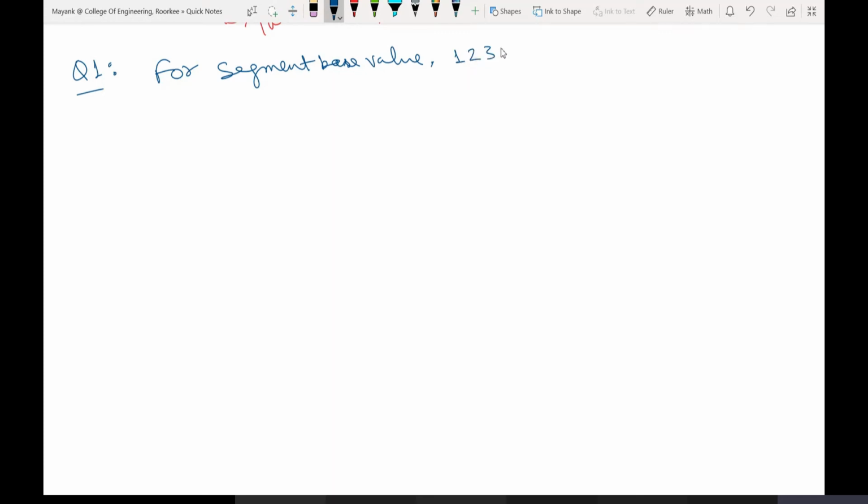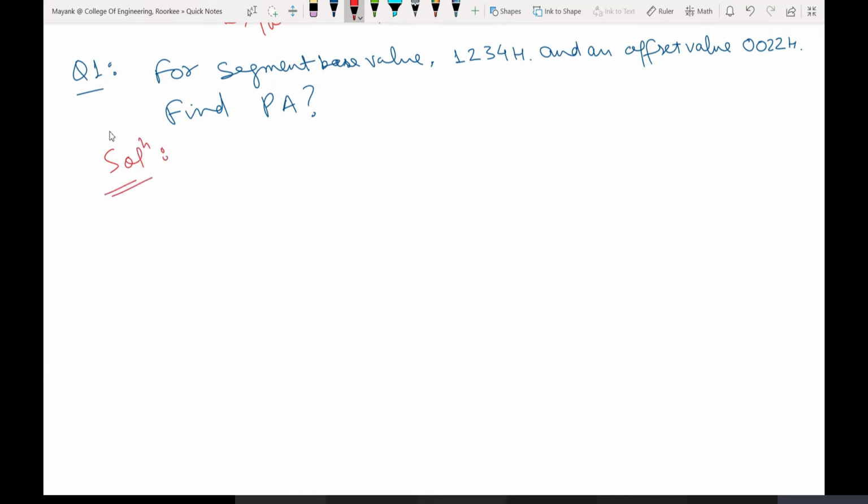The question is for a segment base value 1234H. Fine. And an offset value of 0022H. Fine. Find the physical address. Quick. Use the formula I've already given. Find the solution and tell me the answer quickly. Everything is given to you. Just try to find it out. You will be having these kinds of questions in your examination, where you have a segment base value and offset value, and you have to calculate the physical address.